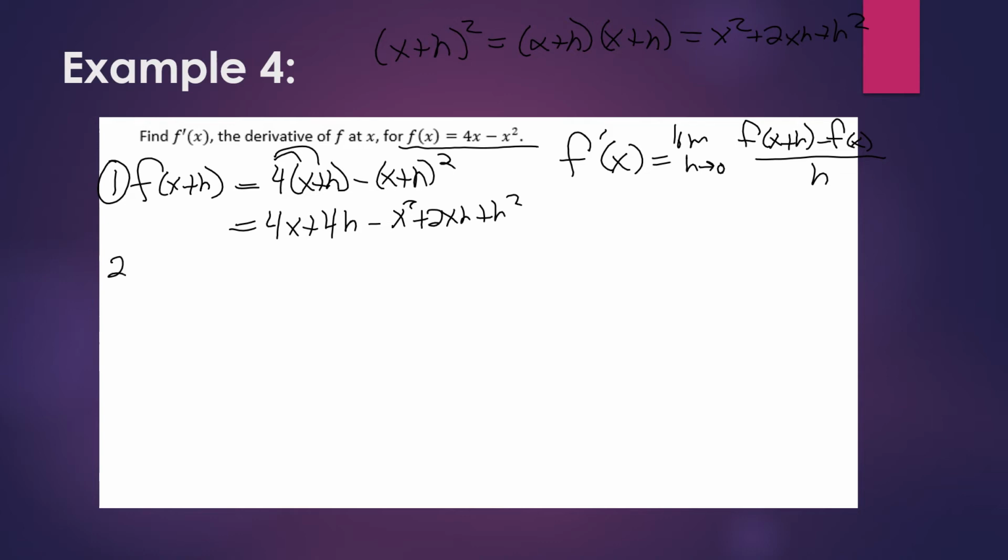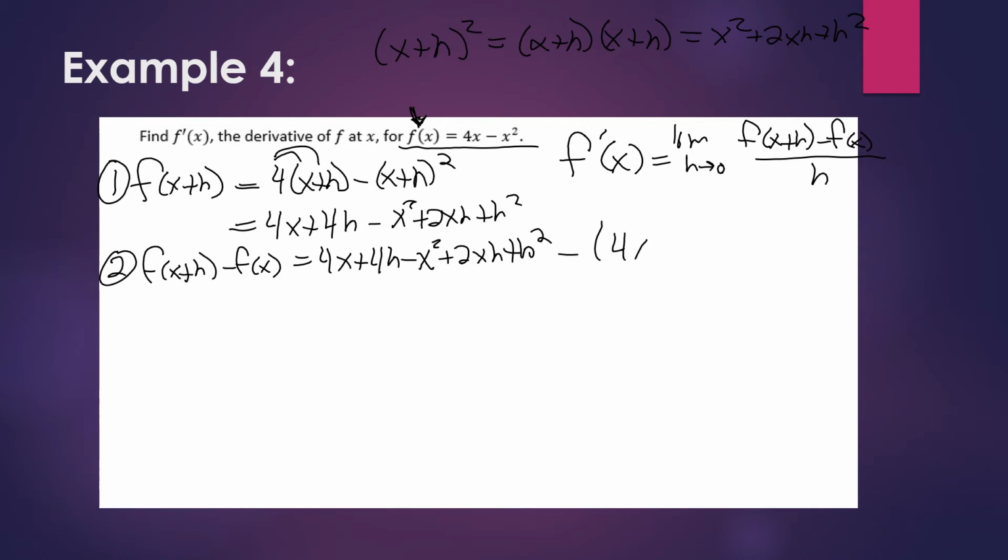So step 2, they say take your f of x plus h and subtract f of x. So remember, f of x is right here. They tell us what that is. So we're going to get the 4x plus the 4h minus x squared plus 2xh plus h squared. And we're subtracting 4x minus x squared. So if you take a look, 4x minus 4x, those are going to go away. Negative x squared minus an x squared, those go away. So this will clean up into 4h plus 2xh plus h squared.